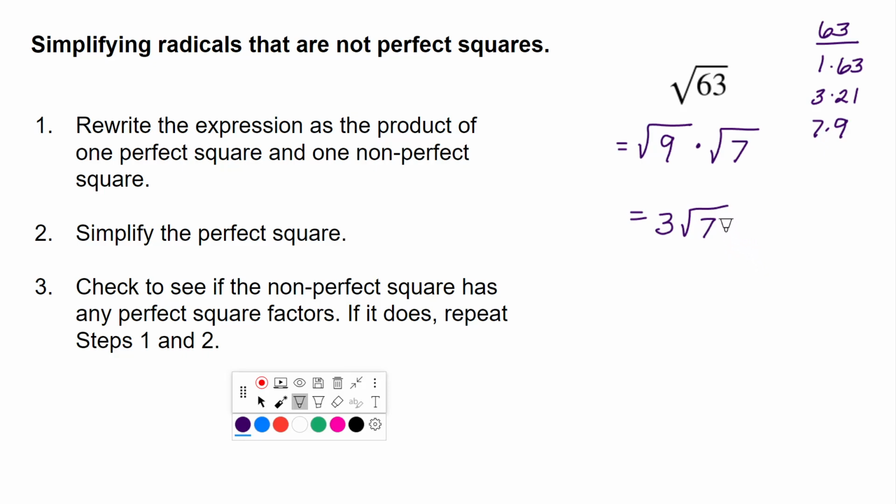Now, something I know about 7 is that it is a prime number, and its only factors are 1 and 7. So I'm not going to be able to simplify that any further. If I could, I would break this down and repeat the process, and I'll show you that in an example coming up.